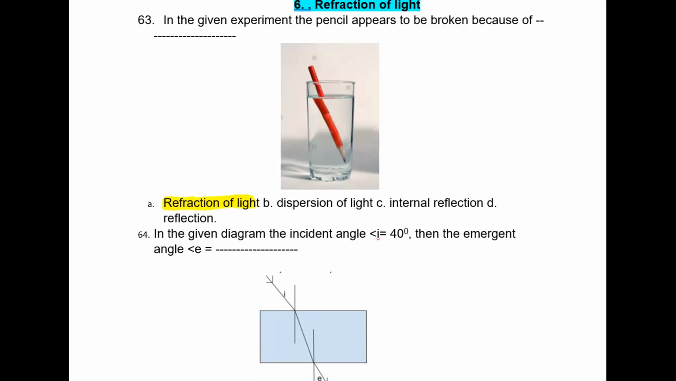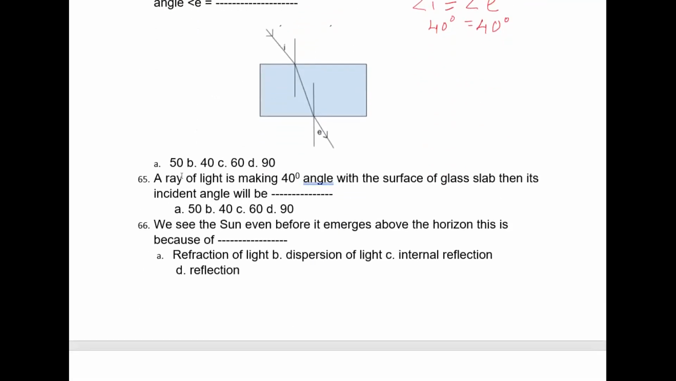Next is, in the given diagram, the incident angle I is equal to 40. Then the emergent angle E is dash. We know that angle of incidence is equal to angle of emergence. Therefore, if angle of incidence is 40 degree, angle of emergence will also equal 40 degree. So the options are 50, 40, 60, 90. So answer will be option B, 40. This is the correct answer.